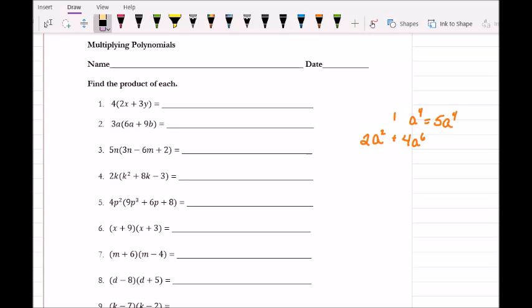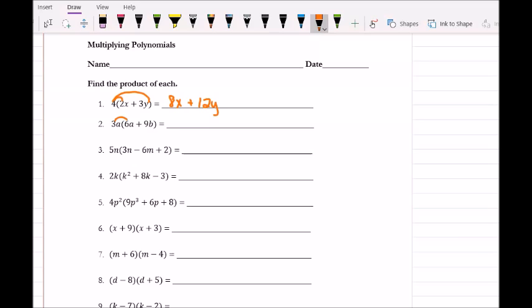multiplying. Okay, so for the first few, you can see that you have one term or a monomial outside of your parentheses, and to do this, we would use the distributive property. So that would mean 4 times 2x, which would be 8x, and then 4 times 3y is 12y. So some are going to be really simple like that. They're not all like that.